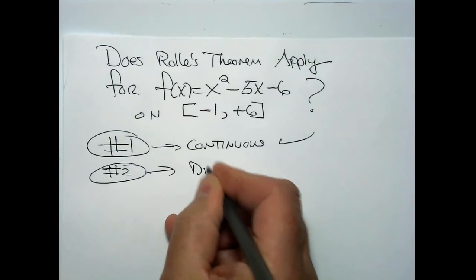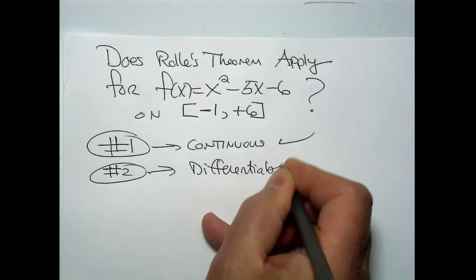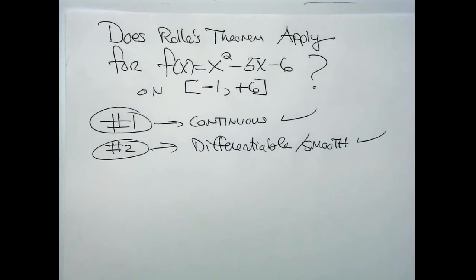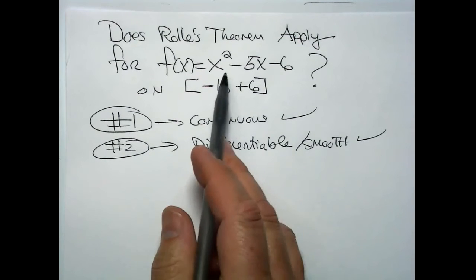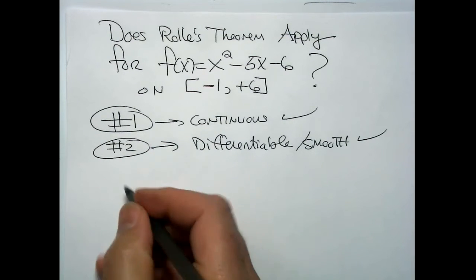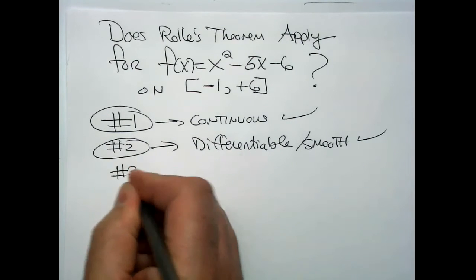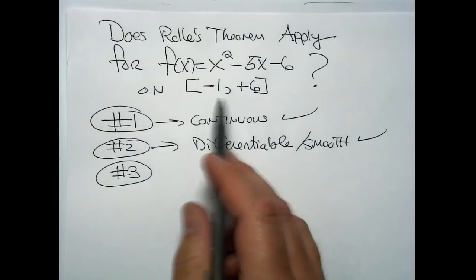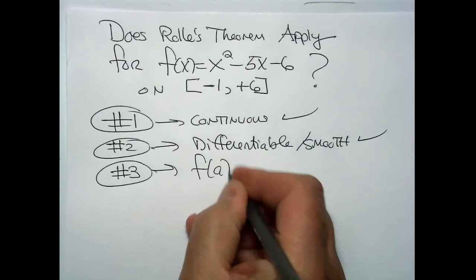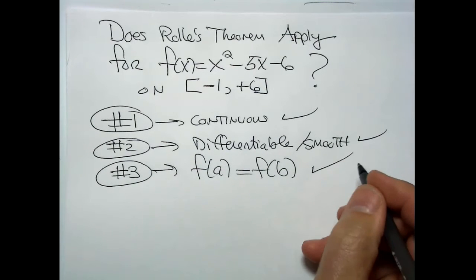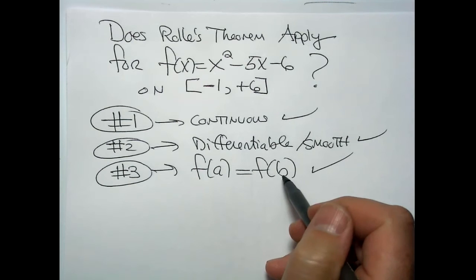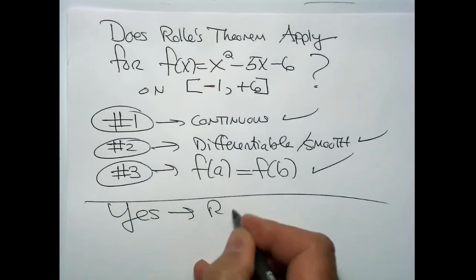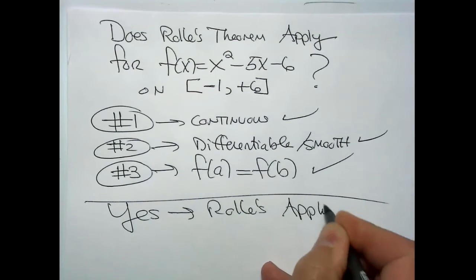Number 2, is it differentiable/smooth? Again, you need to explain to me why it is, and we did just that. The derivative is 2x minus 5, and that will never become undefined. So it is differentiable, smooth throughout the entire interval. Now, it could be non-differentiable at x equals 7, and I'm okay with that, just as long as it doesn't fall within my interval. And the last, of course, is f of a equals f of b, and we certainly proved that. These are both x-intercepts. Both y values are the same. They're 0. Yes, Rolle's applies.